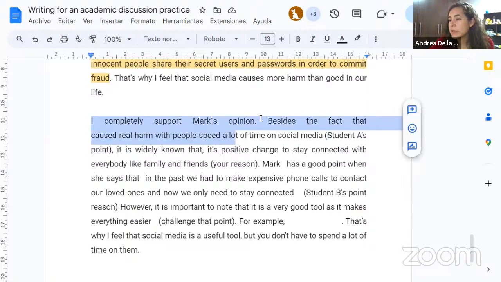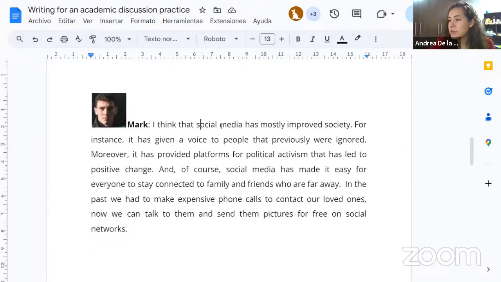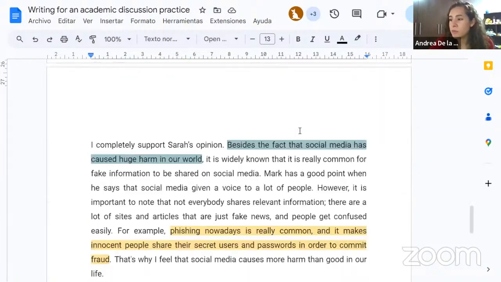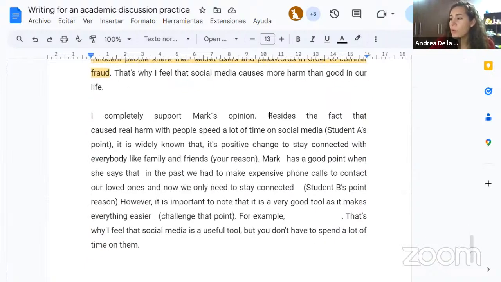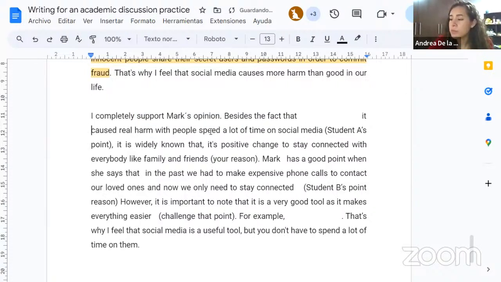So Louis says, "I completely support Mark's opinion." Good, we have different opinions. So Mark says that social media has mostly improved society. Great introduction. Now, besides the fact that it caused real harm with people spend a lot of time on social media, okay, so careful here, Luis. What you have to do, student A is the student that you agree with.